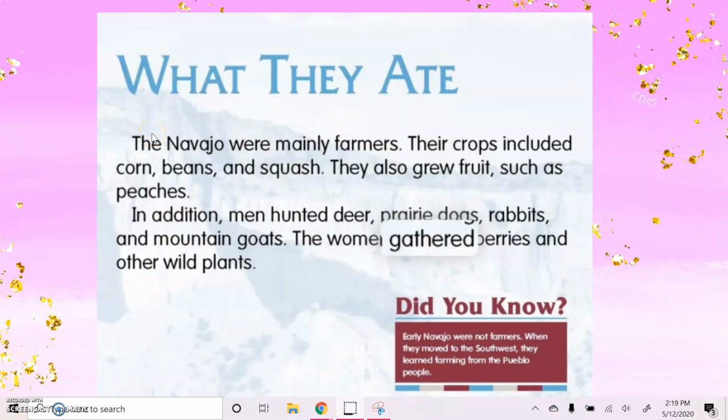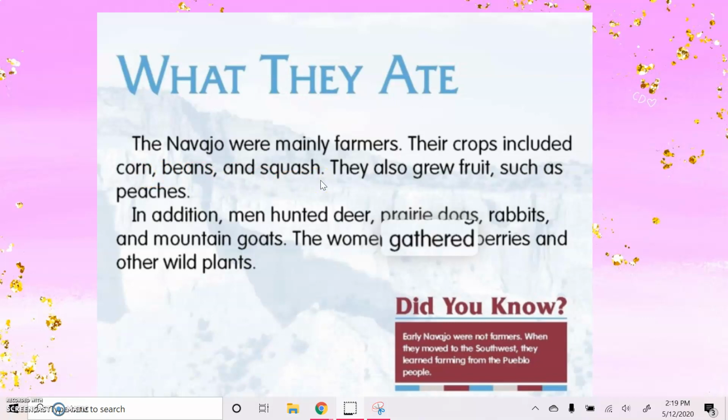So here I have an example of a text about the Navajo. Let's read to see if the Navajo are similar or different to the Lenape with the food that they eat. The Navajo were mainly farmers. Their crops included corn, beans, and squash. Whoa! I already see a similarity between the Native American Lenapes and the Navajo. They both grew crops such as corn, beans, and squash. That's really interesting. Let's keep reading.